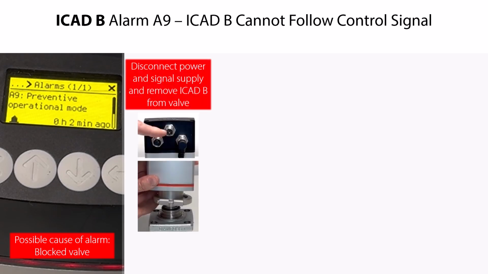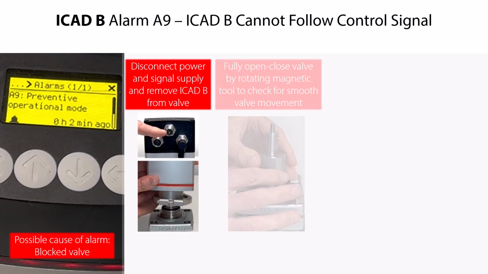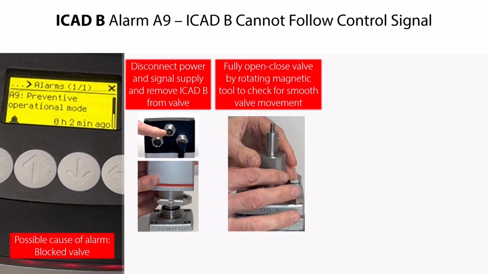In such case, you should disconnect the ICAD B from the power and signal supply and remove it from the valve, all according to given instructions in ICAD B and valve literature and service videos where available. Use the magnetic tool seen here, rotate it to slowly open and close the valve through the full open-close range. Please note that you can find the number of rotations for each ICM and ICMTS valve sizes in the ICM and ICMTS user guide. There should at no point be any sticking or tight valve movement.